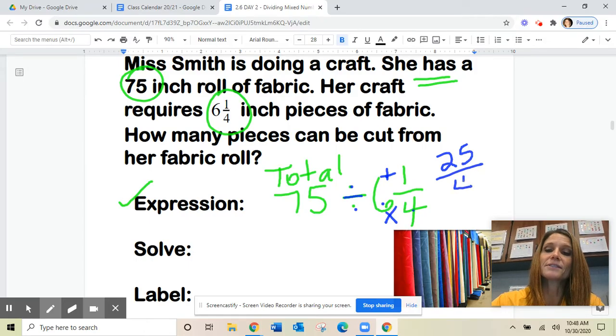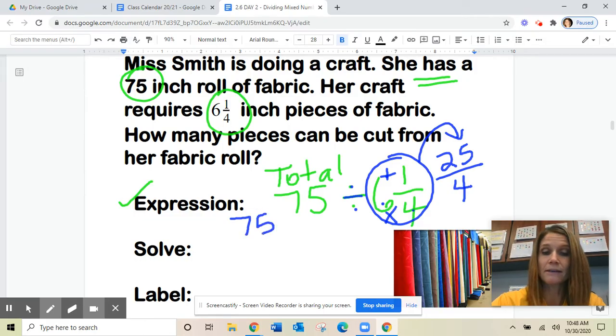Denominator of fourths stays the same. So this value is actually going to be 25/4 in its improper form. Now I'm going to keep the fabric the same. If all she has is 75 inches, then that's all she has. But I can give it a denominator of 1.